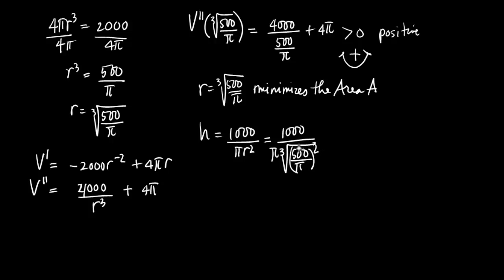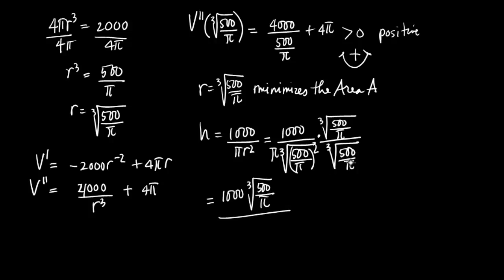So how do you rationalize the denominator? Then you multiply both the top and bottom by the cube root of 500 over pi divided by the cube root of 500 over pi. Why did I use the cube root? Because there's already a squared term here, so all we need is just 1. So it turns out that this becomes 1,000 times the cube root of 500 over pi, okay, divided by, what is this?